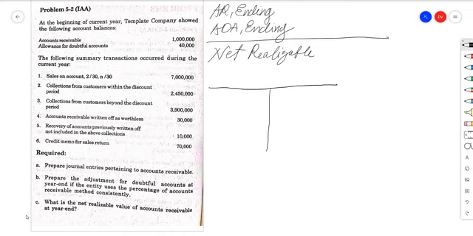So of course, we'll first go with the accounts receivable ending. So this is the accounts receivable. Now these are the balances that are indicated in the problem. So number one is our beginning of the current year, the balance of accounts receivable is 1 million. Therefore, ang beginning balance nasa debit side siya.